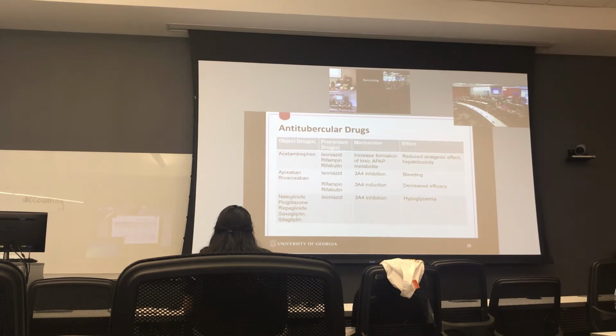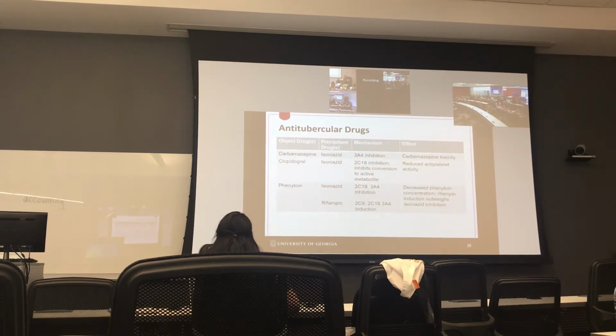So isoniazid as a 3A4 inhibitor can interact with some of our anti-diabetic agents also. But take note that these are different anti-diabetic agents. So the ones we talked about previously, like sulfonylureas, are metabolized by 2C9. Nateglinide is the only one that you'll see in both of these groups. So nateglinide is metabolized by 2C9 and 3A4. But pioglitazone, saxagliptin, sitagliptin, these are different anti-diabetic agents that interact with isoniazid, and the same effect would be present: hypoglycemia.